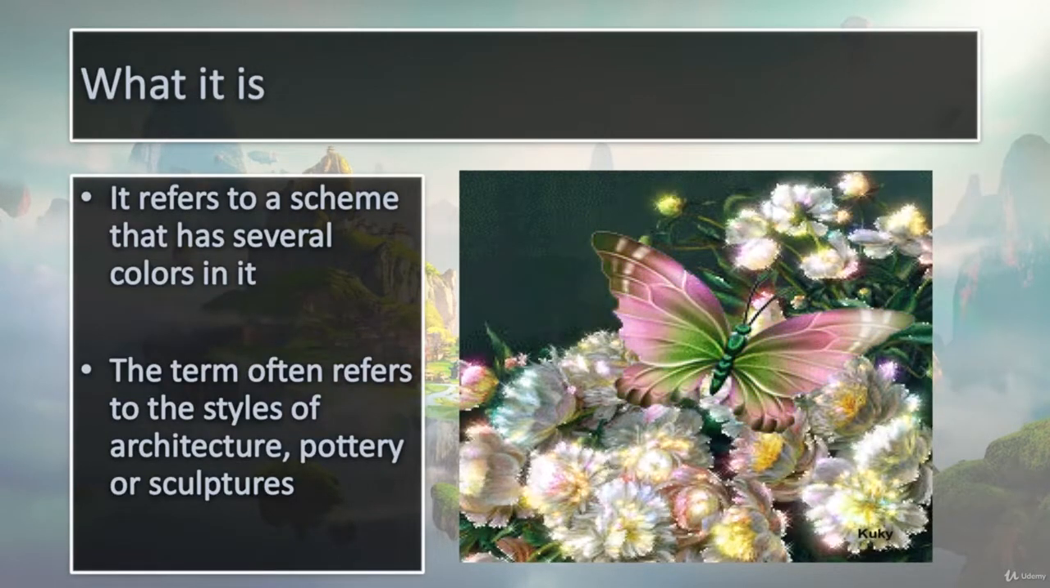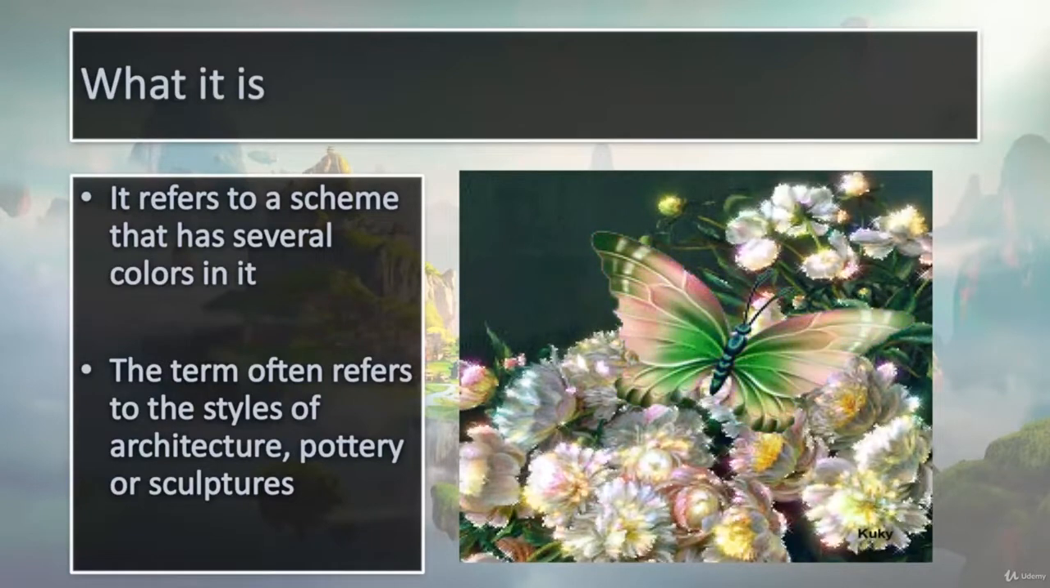So quick. Polychromatic basically refers to a scheme that has several colors in it. And I'm not talking about like 2 or 3. I'm talking about like 6 or 7 or 8. A lot of different hues are at play in this type of color scheme. And when we talk about this term, it basically refers to the styles of architecture, pottery, and sculptures.